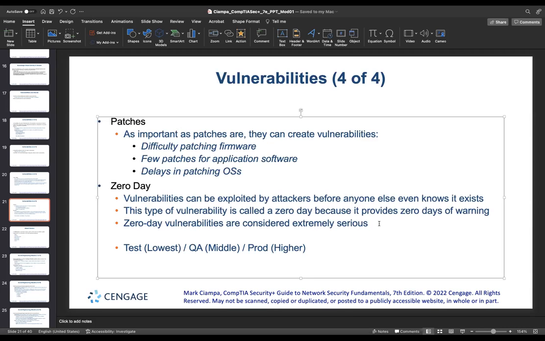Whatever you want to test, whatever you want to develop, actually the test environment is also called the dev environment. So whatever you want to test or develop, you do it in the dev environment, the lowest environment, which is absolutely isolated from the other two.